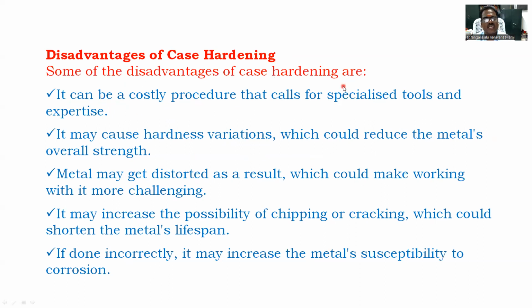Some disadvantages of case hardening: it can be a costly procedure that calls for specialized tools and expertise. It may cause hardness variations which could reduce the metal's overall strength. Metal may get distorted as a result, which could make working with it more challenging. It may increase the possibility of chipping or cracking, which could shorten the metal's lifespan. If done incorrectly, it may increase the metal's susceptibility to corrosion. These are some of the disadvantages of case hardening.